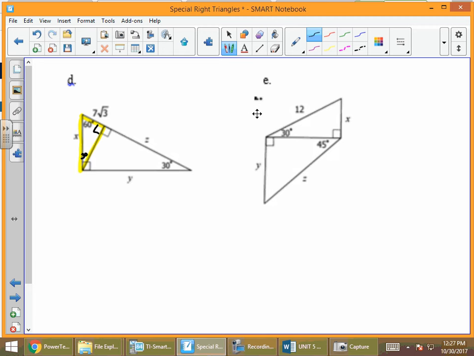Which side were we given? Okay. Short side. I love getting the short side. Because all we're doing is multiplying once we get the short side. So to get the hypotenuse, what do we have to multiply the short side by? 2. 2 times 7 is 14. So we just leave it as 14 radical 3.